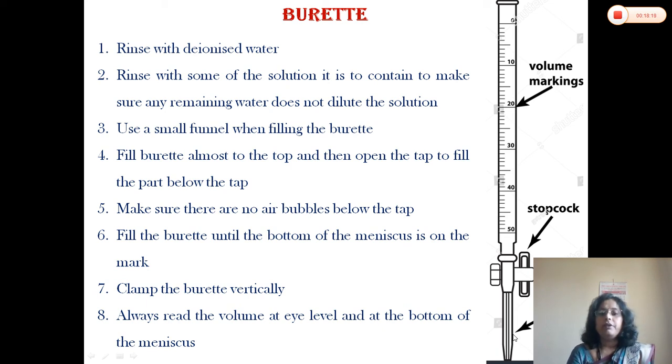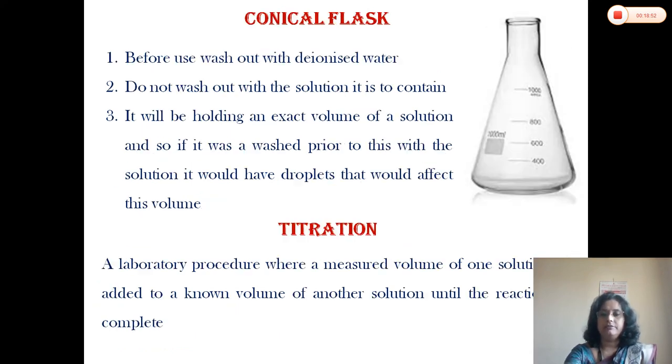Then fill the burette until the bottom of the meniscus is on the upper mark. Means you have to fill up to there, and again you have to see the lower meniscus for a colorless solution and the upper meniscus for a colored solution. Then clamp this burette vertically to the stand, and always read the volume at eye level and at the bottom of the meniscus. So don't read the level from above or below. When you are noting the reading, it should be at eye level.